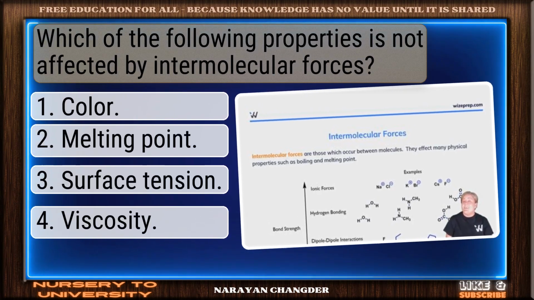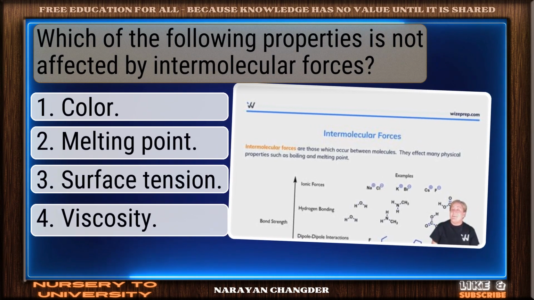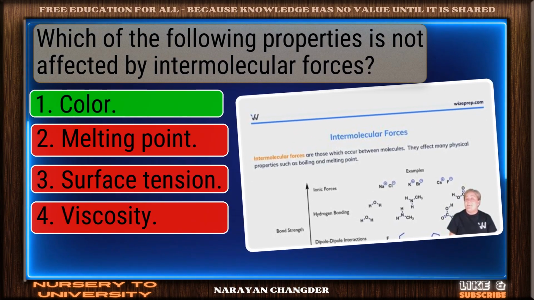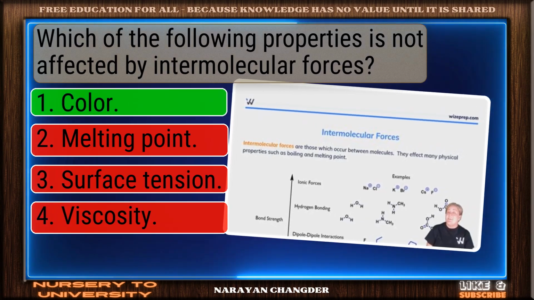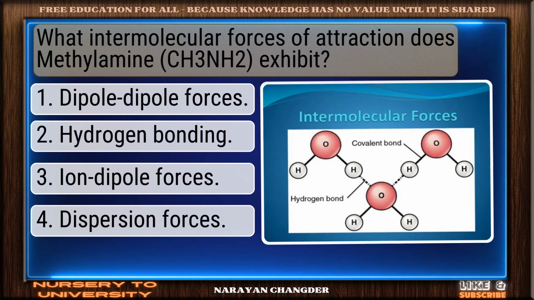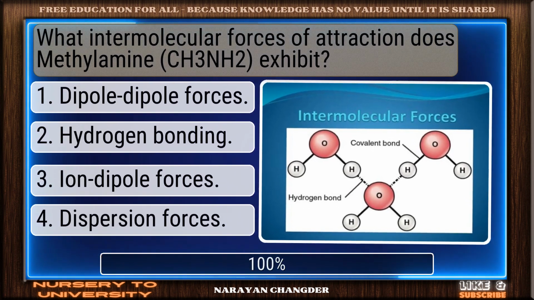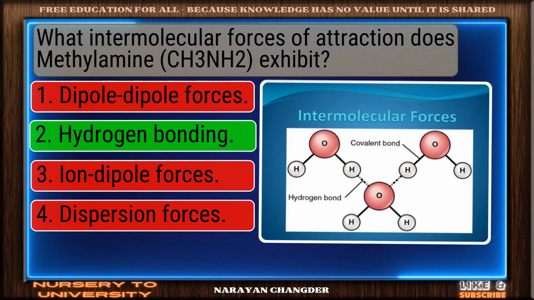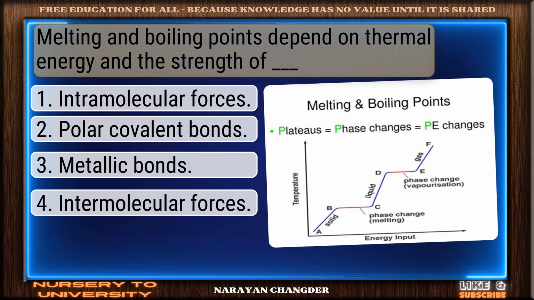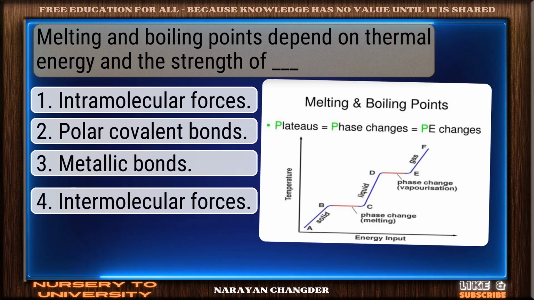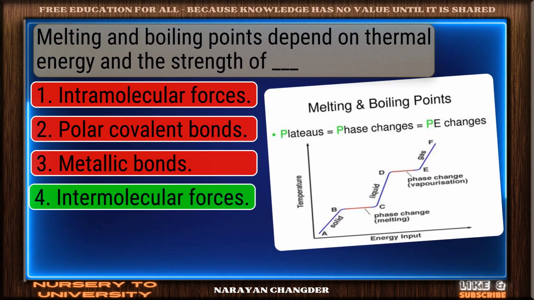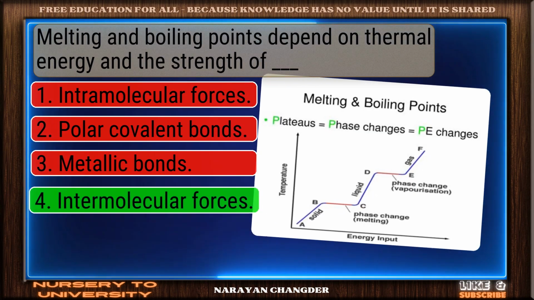Which of the following properties is not affected by intermolecular forces? Good thinking. Color is the right answer. What intermolecular forces of attraction does methylamine exhibit? Correct. Hydrogen bonding is the right answer. Melting and boiling points depend on thermal energy and the strength of dash. Perfect. Intermolecular forces is the correct choice.